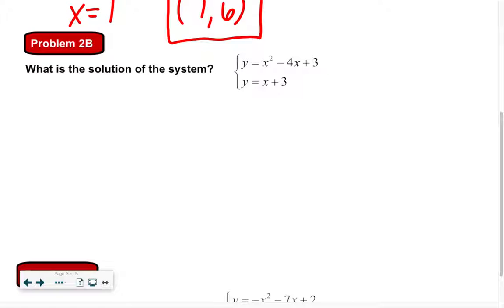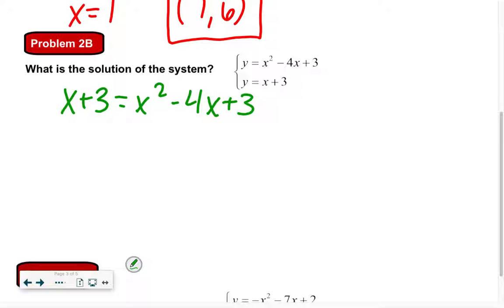Okay, same thing. What's my first step on solving these equations? Set them equal to each other. So x plus 3 equals x squared minus 4x plus 3. Then what should I do? Move them to the right. So I get 0 on the left, x squared minus 5x, and 3 minus 3 is 0.